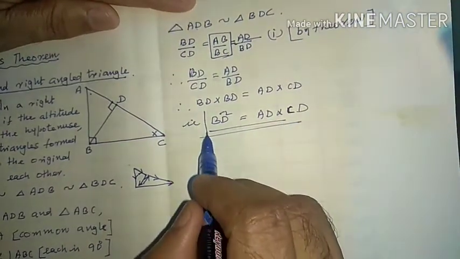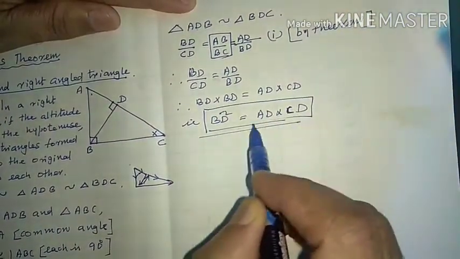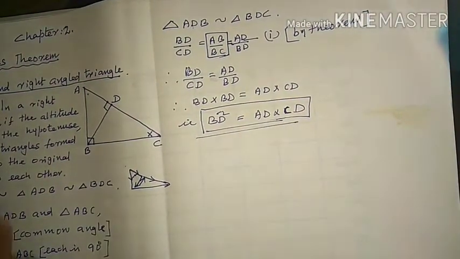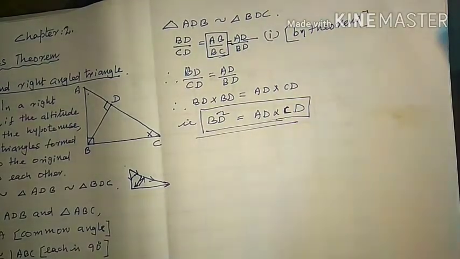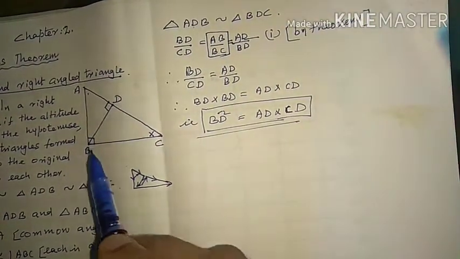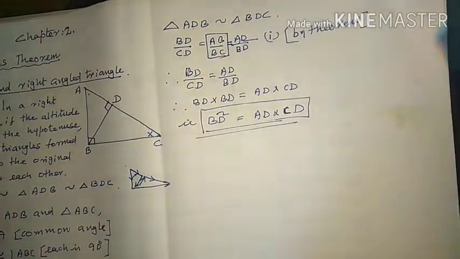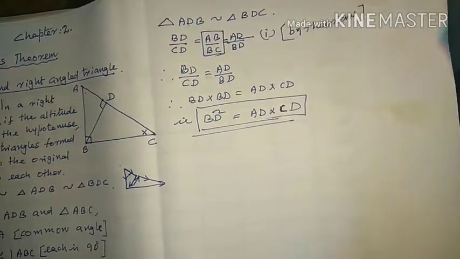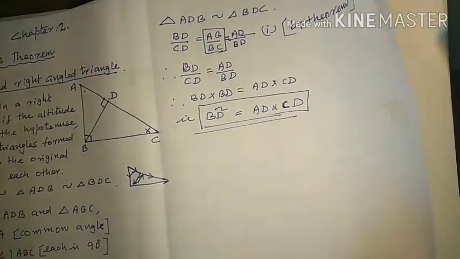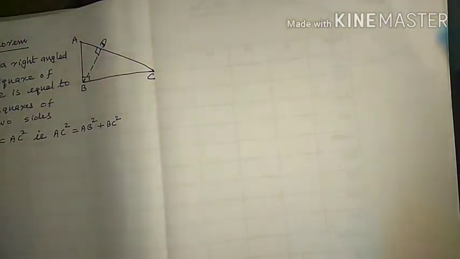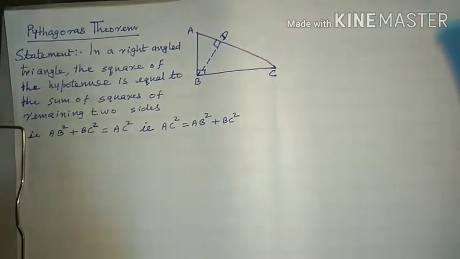This is what you are getting as geometric mean. This is an extension of similarity and right angle triangles only. BD square is equal to AD into DC. That is also what we come across, we completed now. Now we have to pass on to Pythagoras theorem.